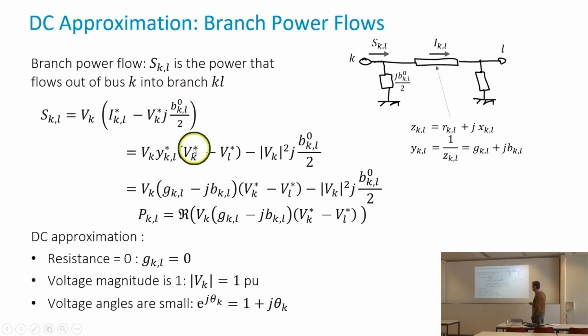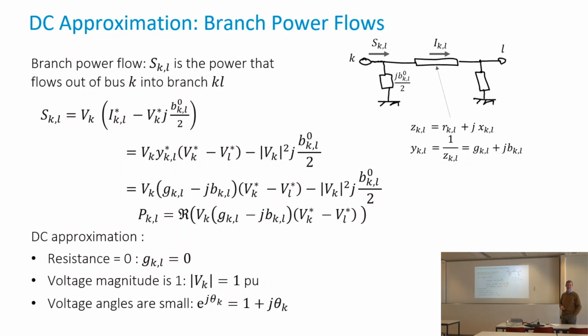Now, if we do the maths and introduce the admittance of the line, we obtain in the end this formula, where the star means conjugate. These are all complex numbers. If we are interested only in active power, in the DC approximation, we model only the active power. Other questions on this formulation?